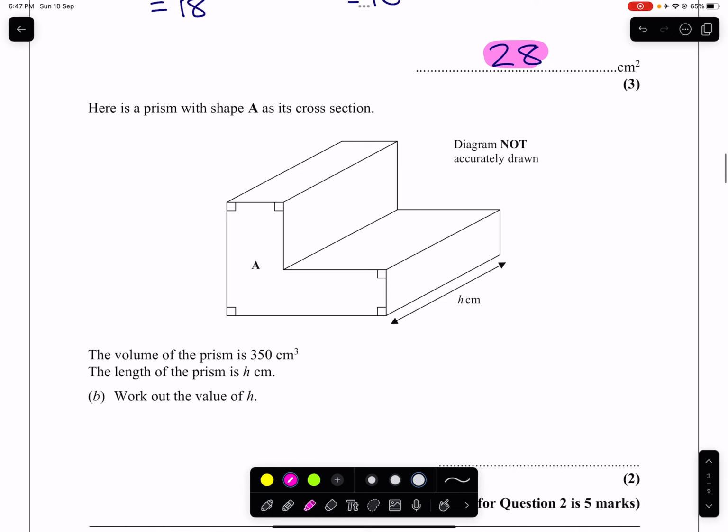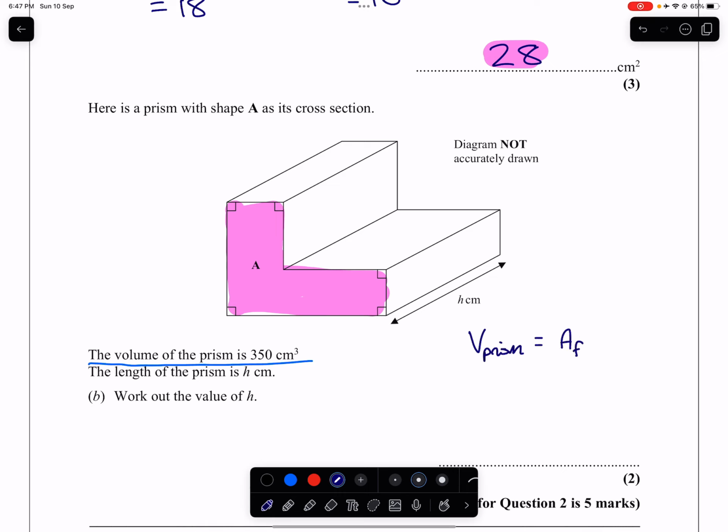Shape A is the cross section of a prism. So all of this stuff here in pink, we've just figured out the area of it as being 28. We have this unknown height here, or the unknown length of the prism, and we've been told that the volume of our prism is 350 centimeters cubed. Now the volume of a prism is known as the area of the cross section, or the area of the face, times the length of the prism. The area of the face just so happens to be the pink bit, and the length is this h that we don't know. So I used L there.